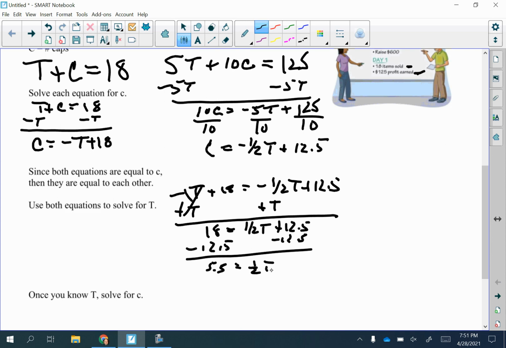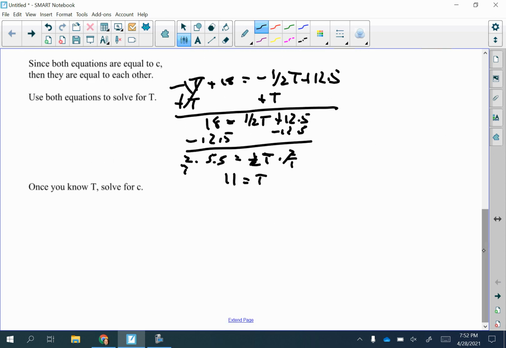And since I have a fraction here, I can multiply by its reciprocal, 2 over 1, which is just 2. So the 1/2 goes away. And I'm left with t equals, well, 2 times 5.5 is 11. Okay, so down below over here, I know that t equals 11. So we found half of our solution.